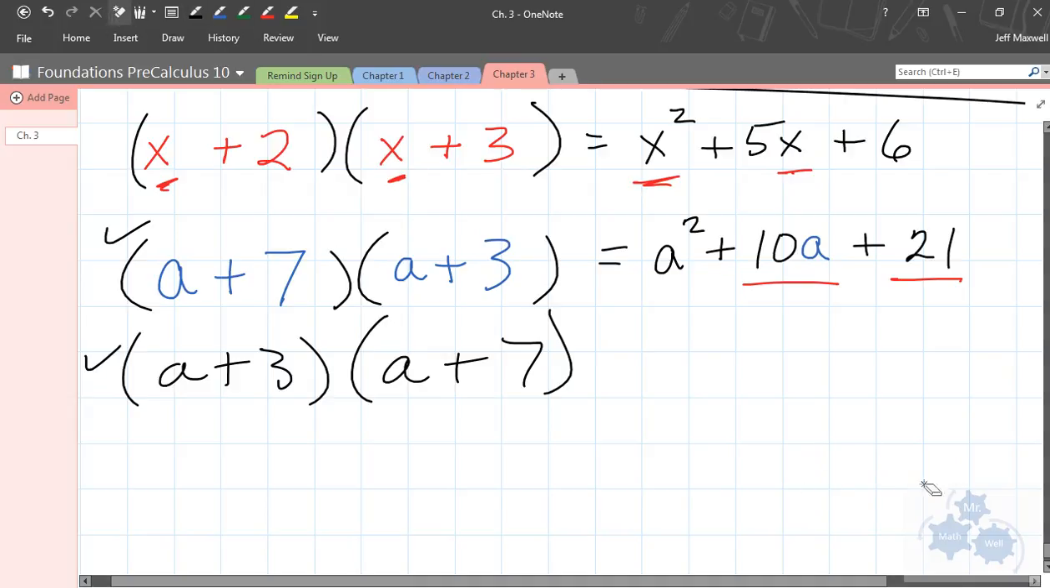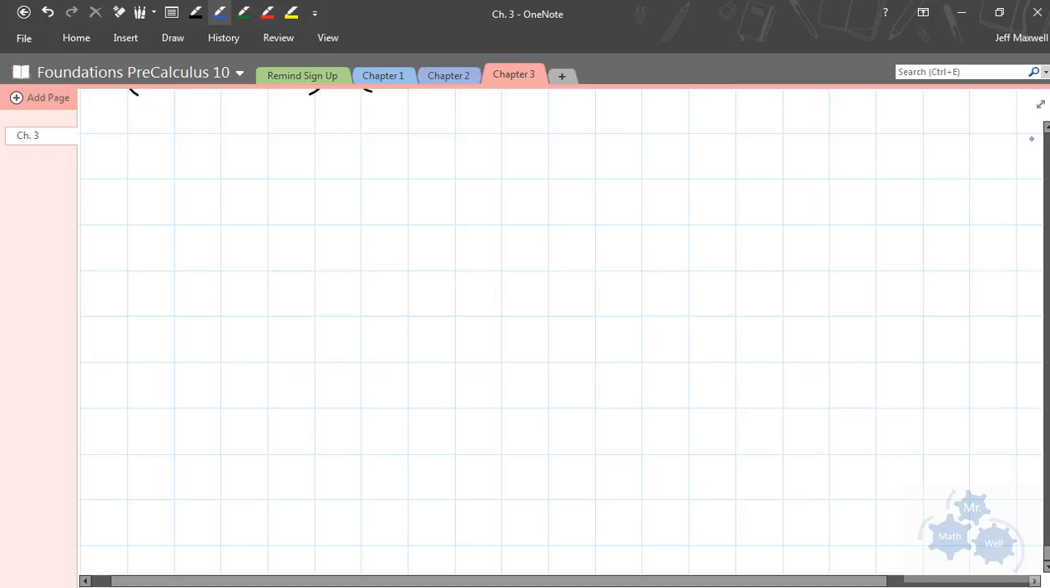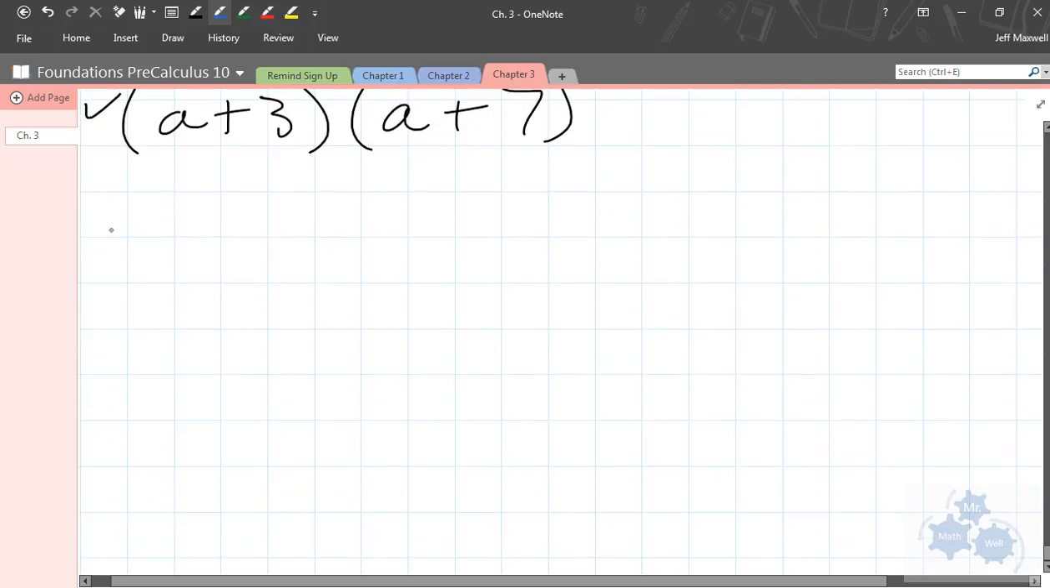Okay, we're going to get a little tougher here now. Are you ready for a tougher one? Am I going to add a negative? Well, maybe. We'll see. Okay, ready? So see if you can factor this.